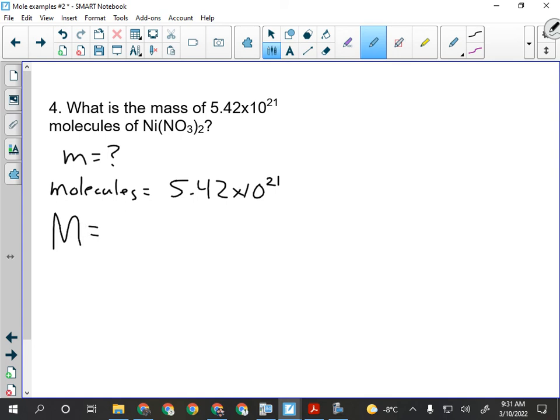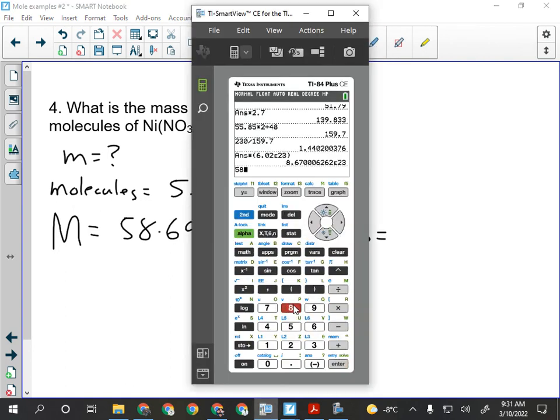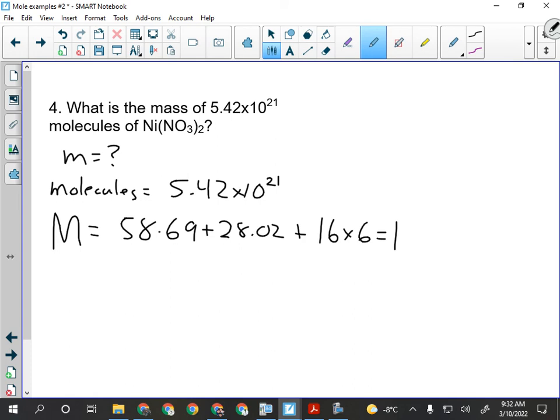The other thing we're told is the material, it's nickel(II) nitrate. So nickel is 58.69, and there's only 1. Then we've got 2 nitrogens, so 14.01 times 2, and we've got 6 oxygens. All right, so we're looking at 182.71 grams per mole.